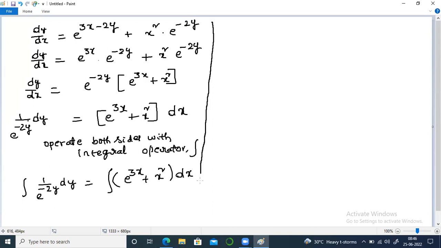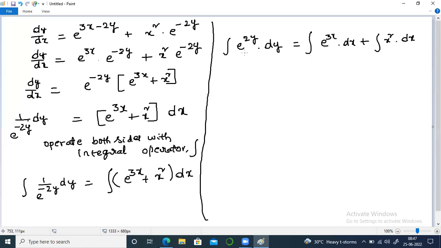Now I'm taking here. So left hand side 1 over e power minus 2y, I'm taking top, integration of e power 2y dy is equal to integration of e power 3x dx plus integration of x square dx. Actually this much, making an equation is not necessary. Directly also you can operate with integration on two terms. To make it understand easily, I am doing this.